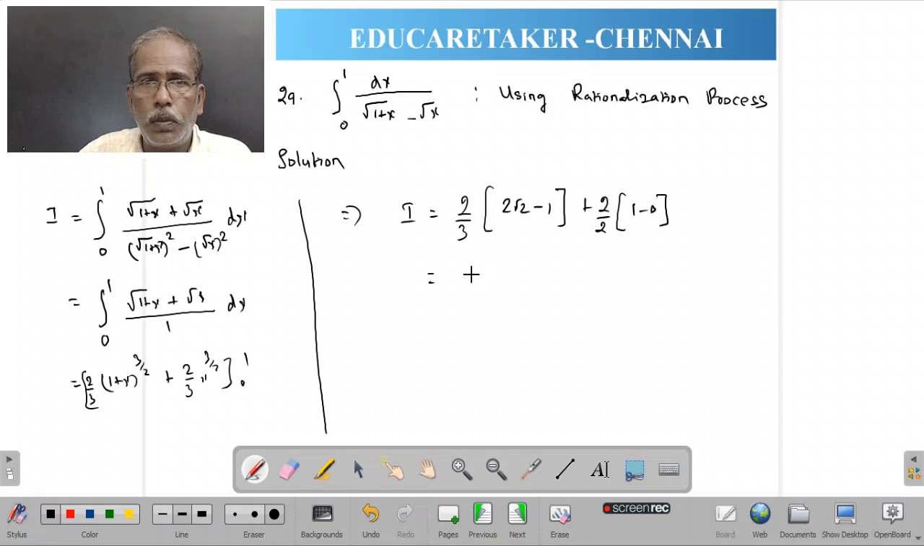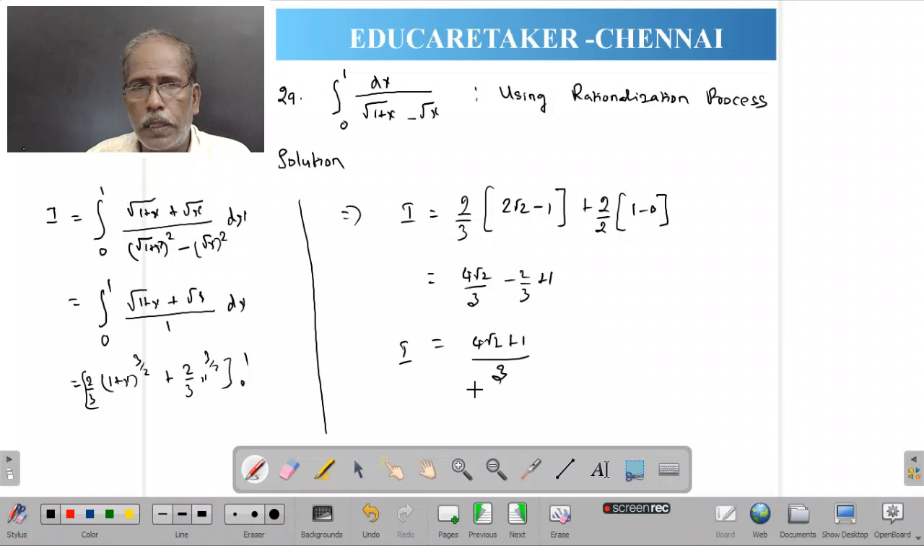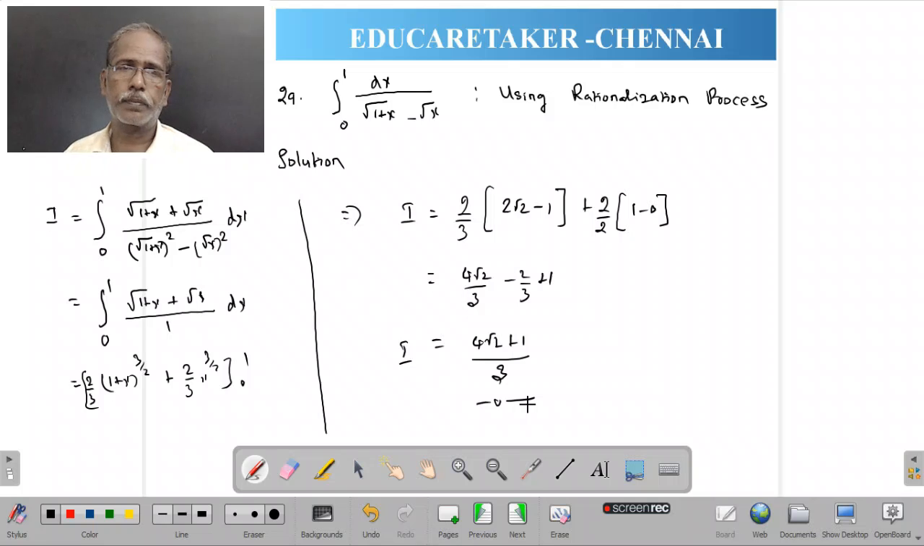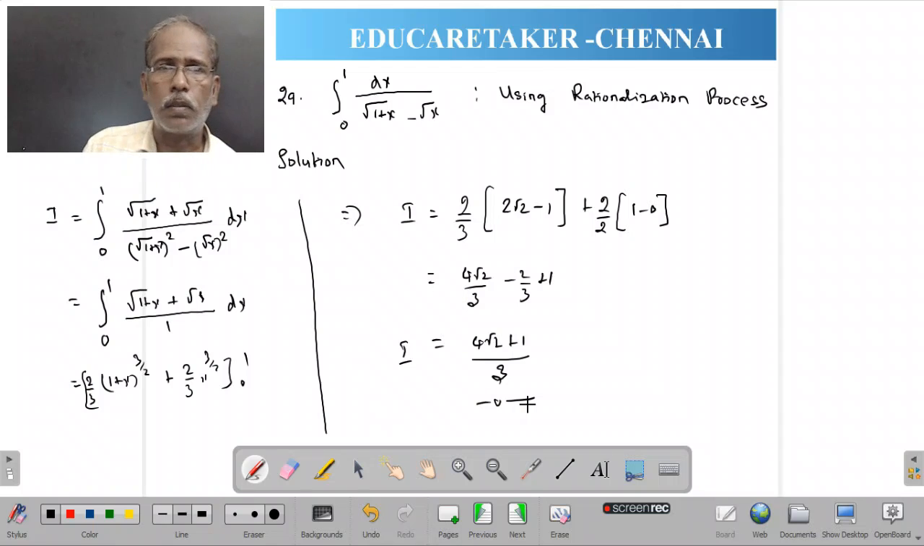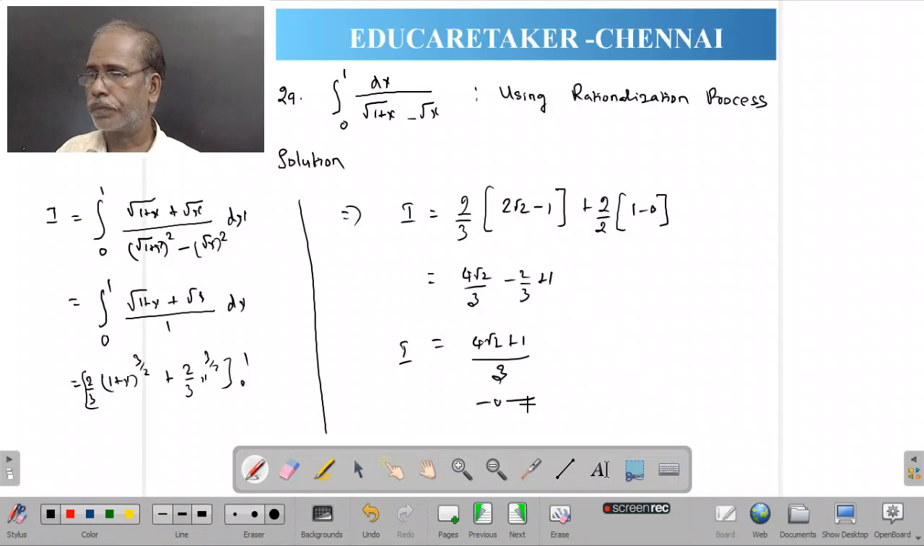So 2 into 2, 4 root of 2 by 3 minus 2 by 3 and plus 2 by 3. Therefore, 4 root of 2 plus 1 by 3. This is the required answer, copy it. We'll go to the next question, question number 30. Just go through and copy it.